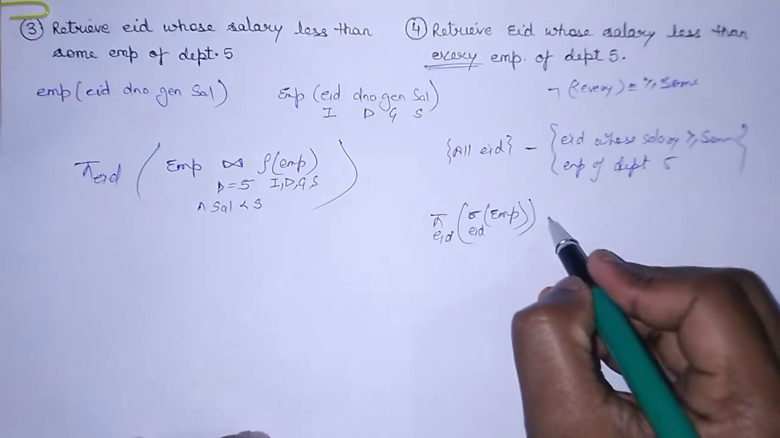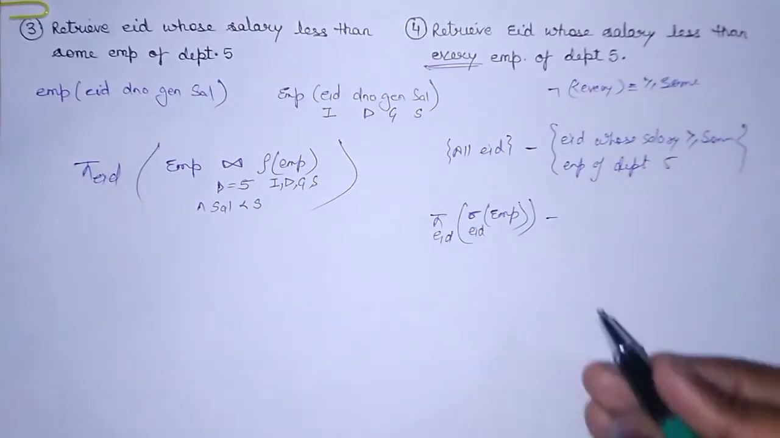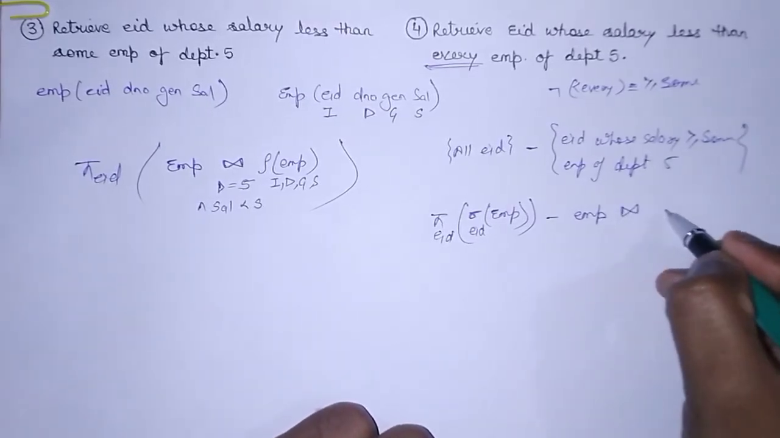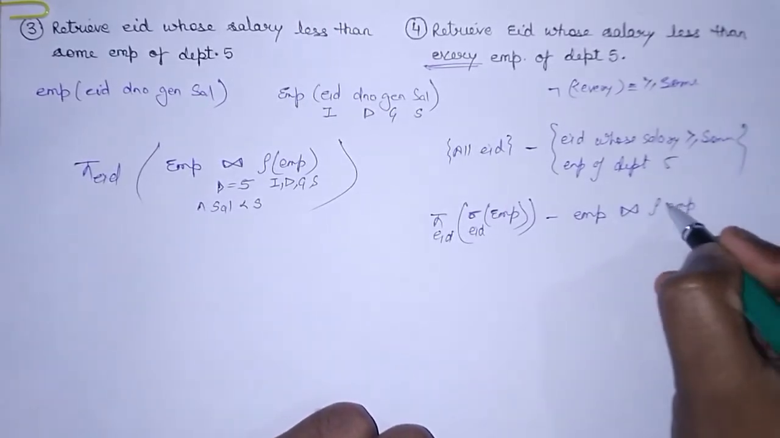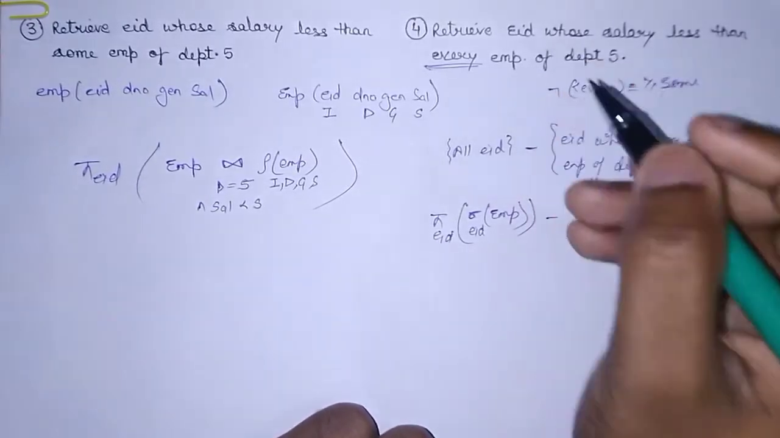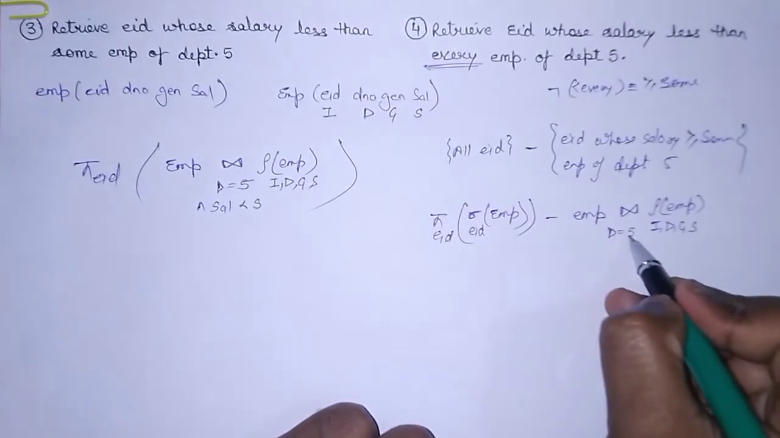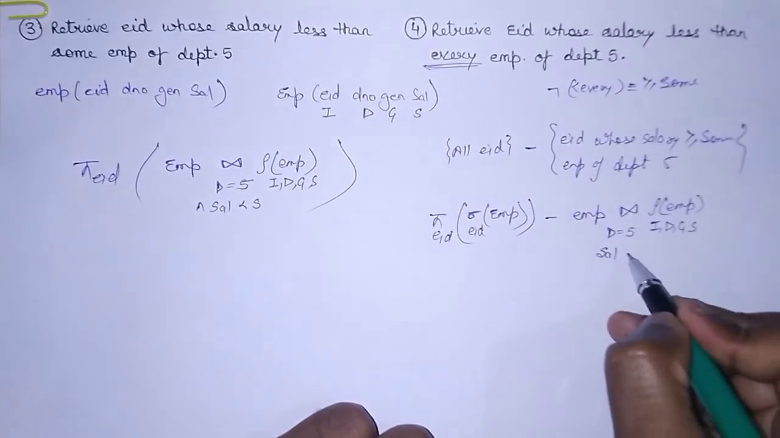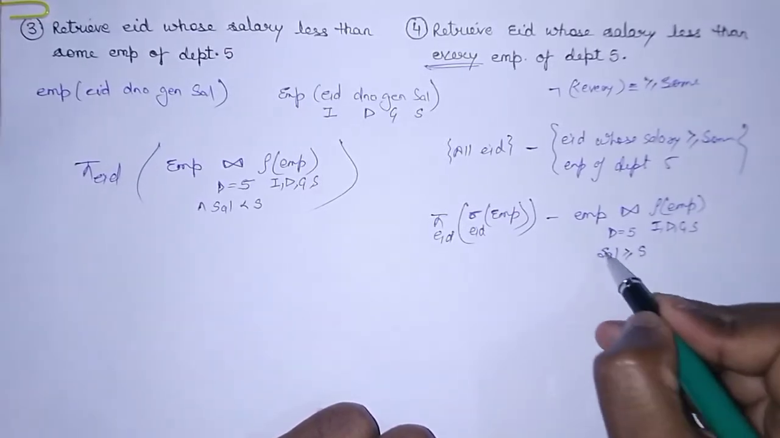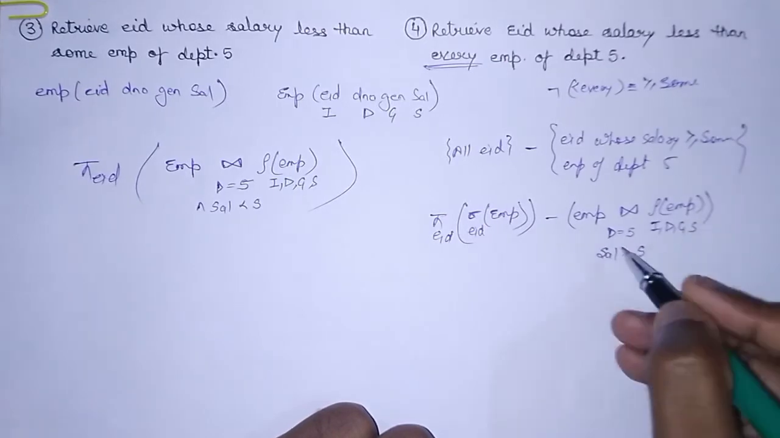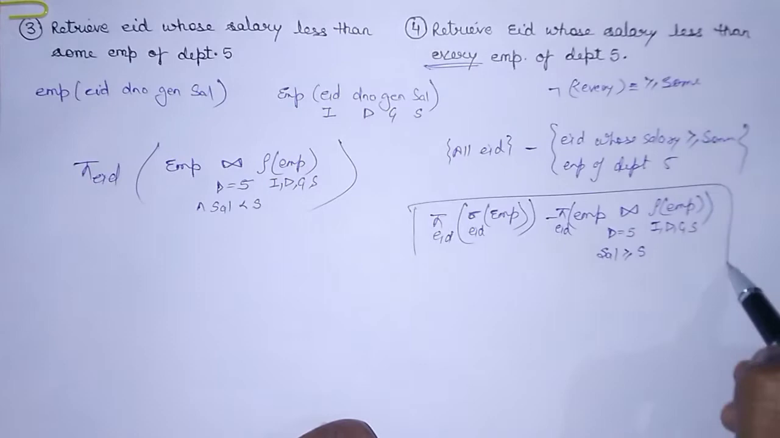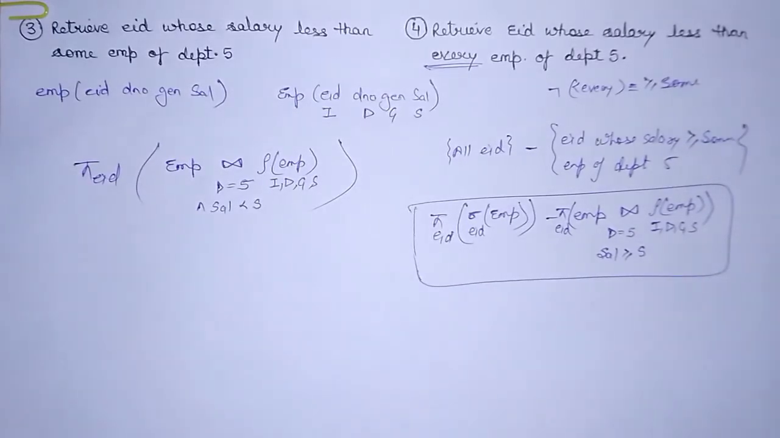Now I have to subtract this particular part. So again this is pretty much the same as this one. So employee joined with the employee whose attributes are renamed as I, D, G and S, where the department has to be equal to 5 and the salary has to be greater than or equal to S, right? So this is another way where we will be projecting employee ID. So this way you can find out the particular query, right?